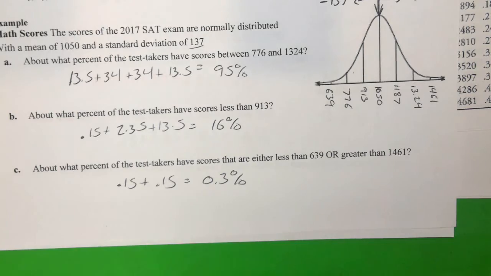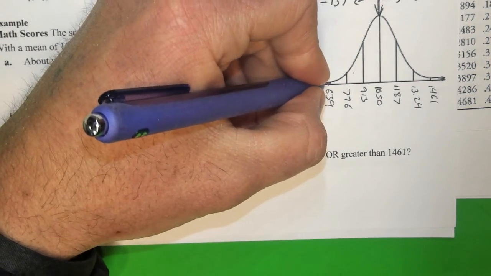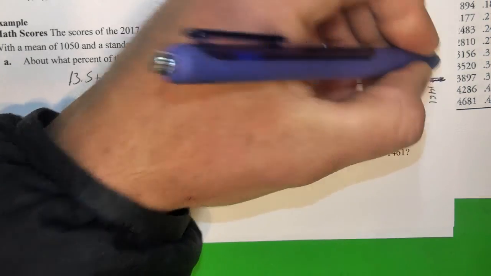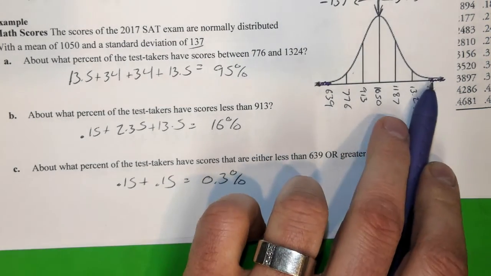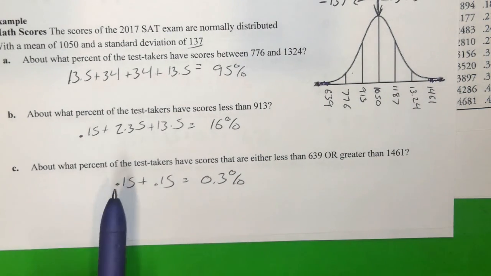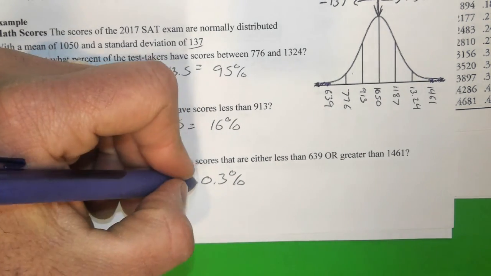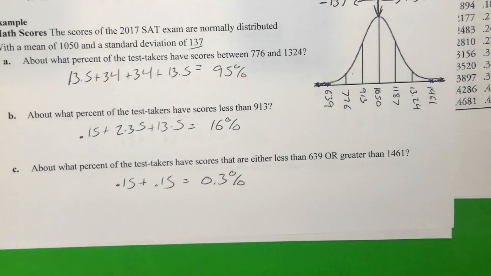639 is all the way over here on the far left. And 1,461 is all the way over here on the far right. That leaves us only these little tiny tails on either end to add up. 0.15 plus 0.15 is 0.03. Please don't move your decimal on this one. This is as good as it gets.